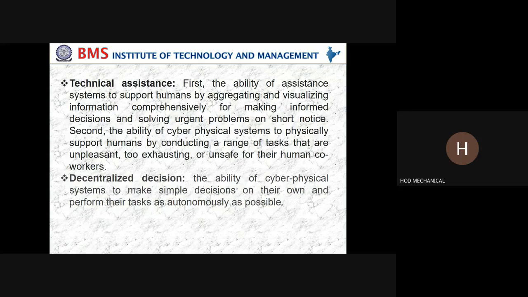And one more thing, I think we have discussed cyber physical systems, in the very introductory case; in detail we'll discuss later. So how the cyber physical systems are physically connected is something related to technical assistance. Then the next one is your decentralized decision.